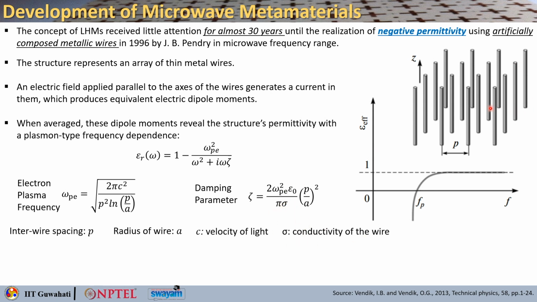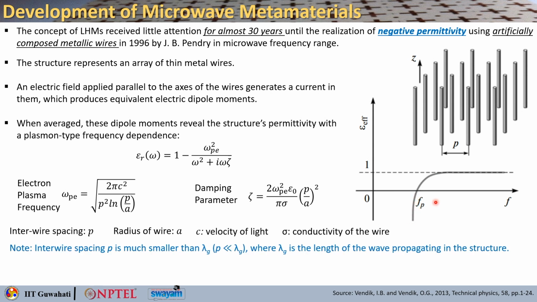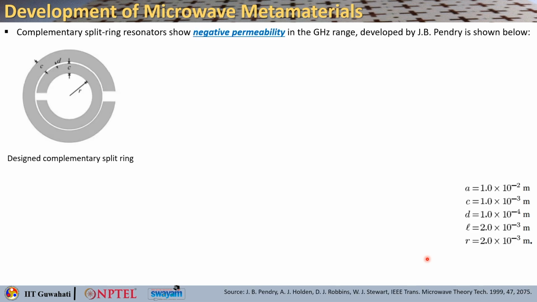So this is where slightly the material of these wires will get into, but typically you can design a new material with a custom-made plasma frequency. Okay. So what you have to remember here is that the interparticle spacing is much smaller than the wavelength of the light or wave that is propagating through this structure.